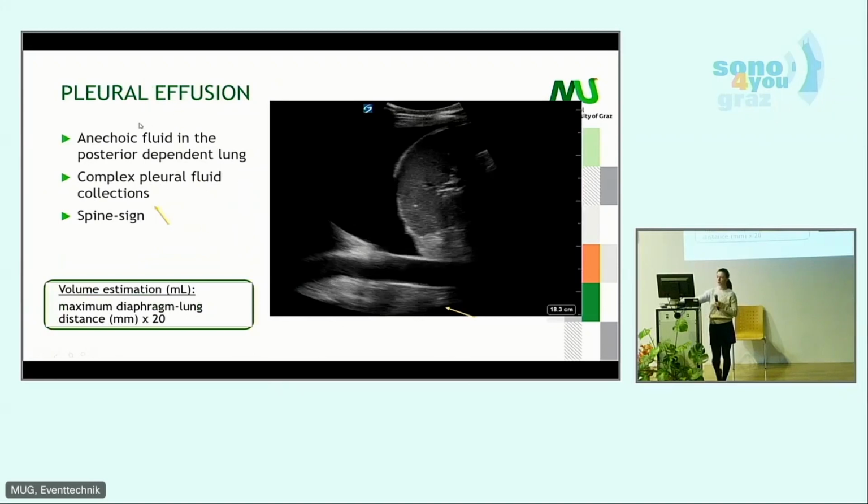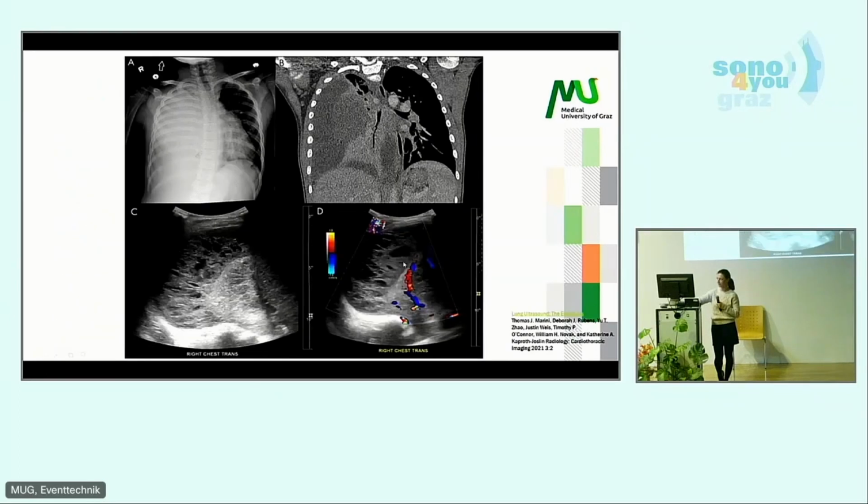Pleural effusion, we talked about it also in AFAST. So anechoic fluid in the posterior dependent lung. We can measure it, volume estimation: diaphragm to lung distance times 20. And what is really important here, there are no more artifacts due to air-filled lung, and we see without a problem structures in the posterior mediastinum, for instance the aorta or spine. So it is called the spine sign.